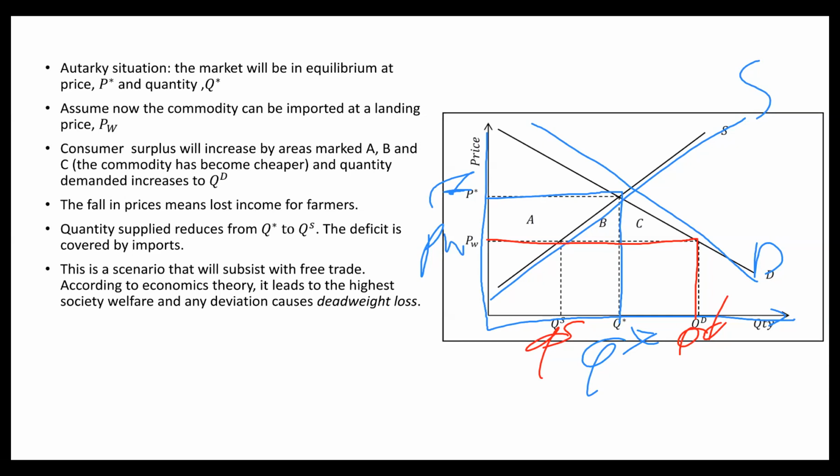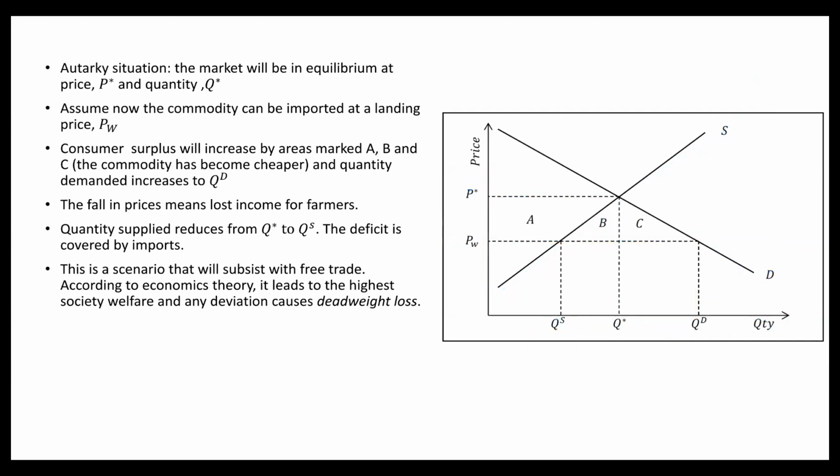Observe what happens. The consumer surplus will increase by area A, B, and C. This shows that the commodity has become cheaper and the quantity demanded increases from Q star to QD because the price has reduced. The fall in price means lost income for farmers. So farmers have lost income.